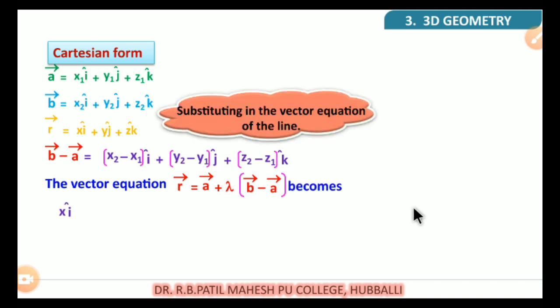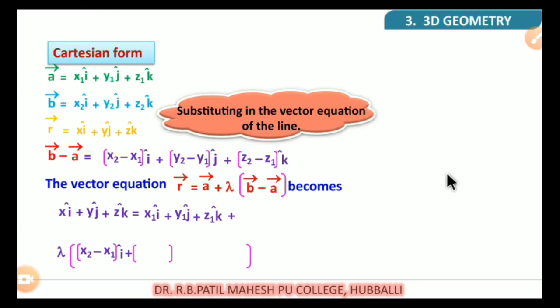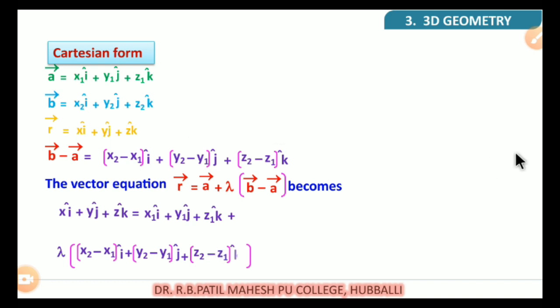So we can substitute all those values here. So r vector, xi plus yj plus zk, is equal to a vector, x1i plus y1j plus z1k, plus lambda, which is any scalar and can be taken as it is, into the bracket of b minus a vector. It is already equal to this, so we can write directly x2 minus x1 into i plus y2 minus y1 into j plus z2 minus z1 into k.